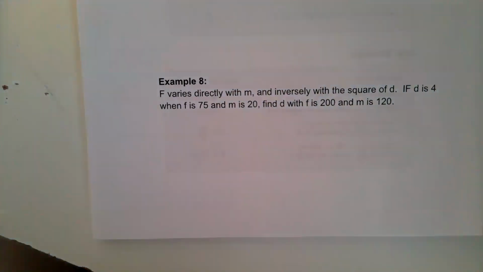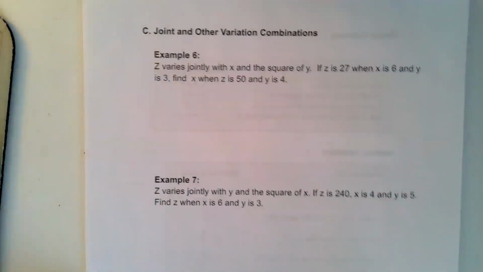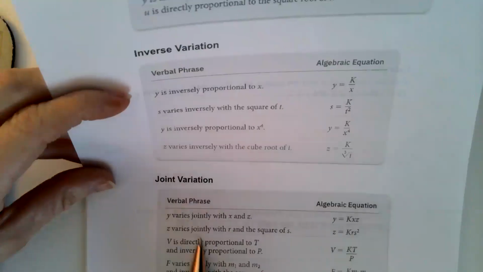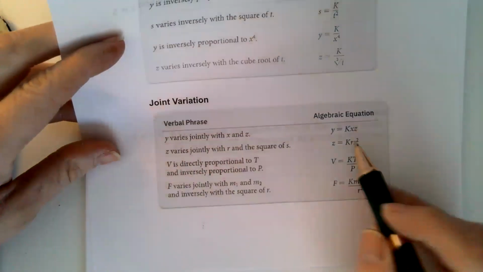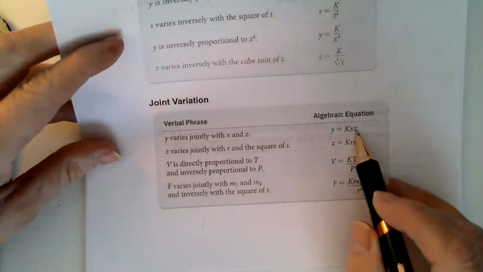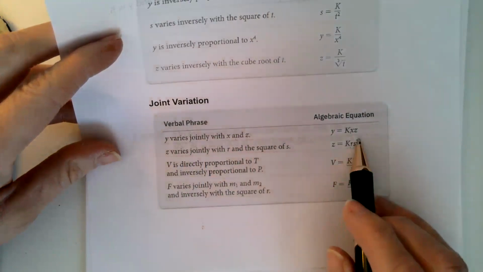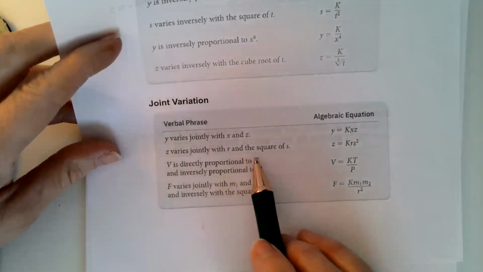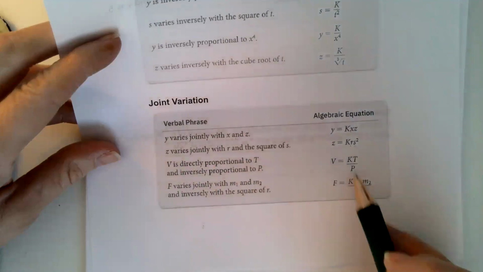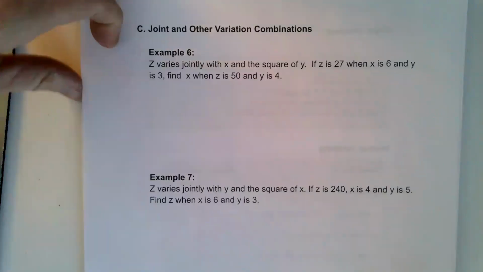And then we have a few joint lines. Joint phrases here means like y varies jointly with x and z. So x and z are both inputs. Z varies jointly with r and the square of s. So r and the square of s. And then we have, v is directly proportional to t, but inversely proportional to p. So t is on top and p is on bottom. So we've got some different possibilities here. Let's look at a couple examples.